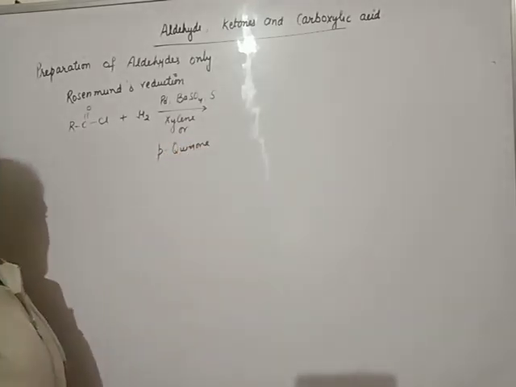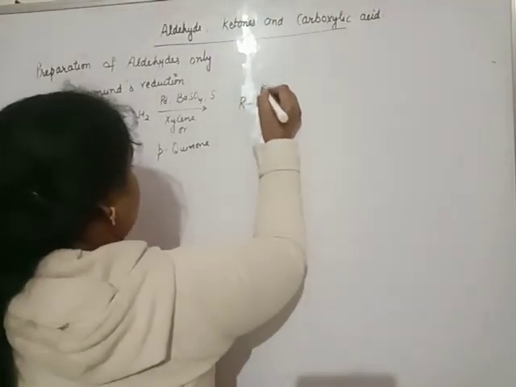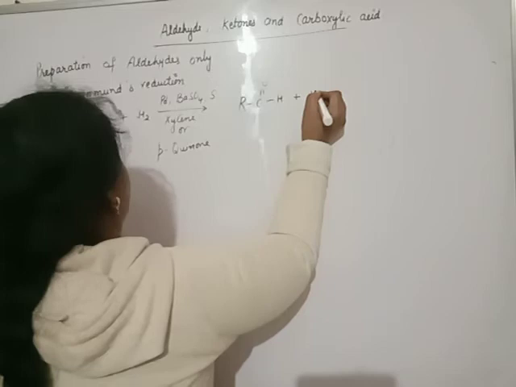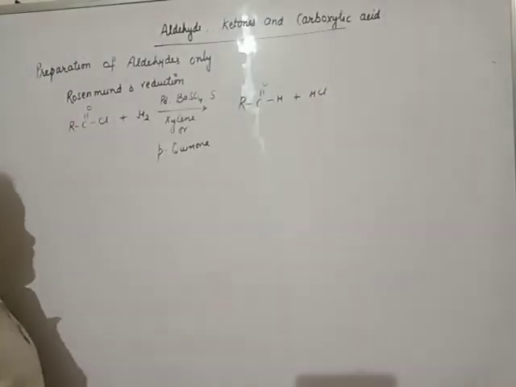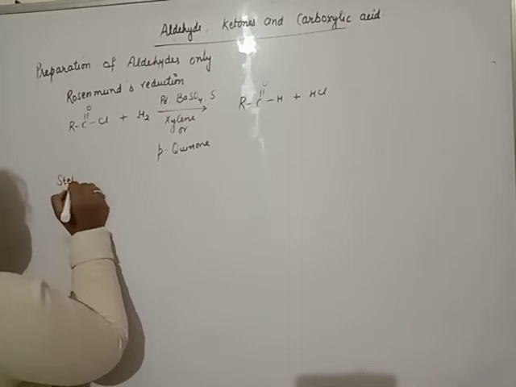Maybe paraquinone. These are the solvent. Beta, we will get aldehyde only. We will get aldehydes only. Second one is the Stephen's reduction.